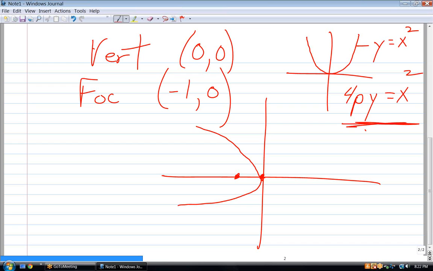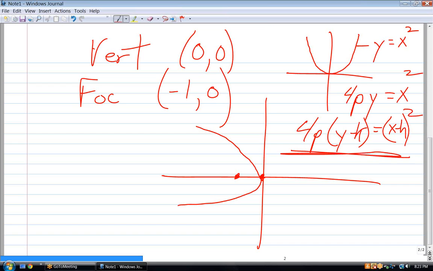Are all the problems we're going to do going to have a vertex at 0, 0? Looks like it. Okay. Then let's not worry about the other longer format. The other longer format would be this: 4p times y minus k equals x minus h squared. So that's the official format if it's not at the center. If it's at the center, we can ignore the k and the h and write it like that.